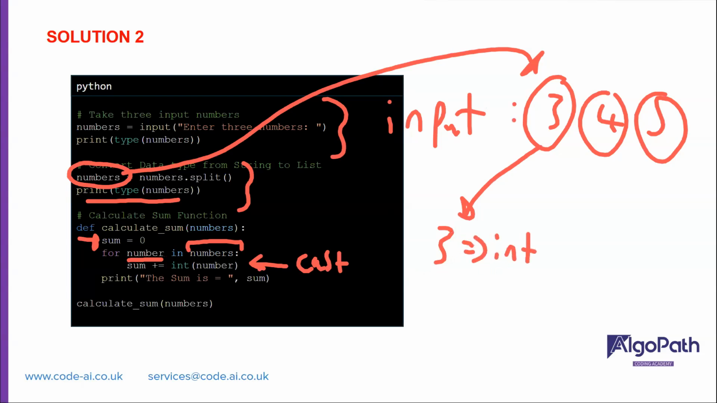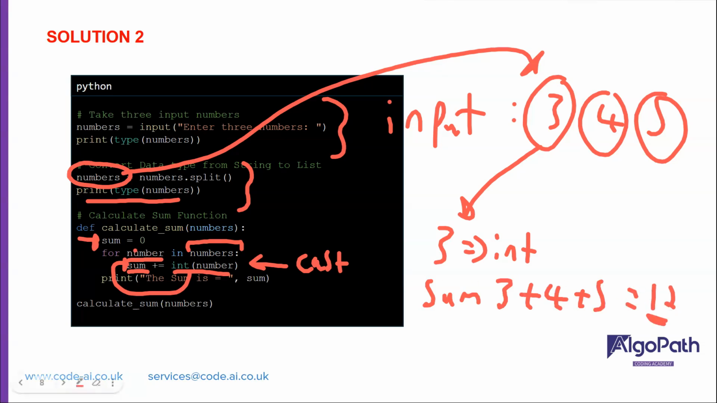And then what we can see here is the next line of code inside the for loop is sum plus equals. This is shorthand for sum equals sum plus int number. It casts that number and it adds it back into sum. So basically it's a running count keeping track of that sum. So it's going to do 3 plus 4 plus 5, which is going to be 12 in this case.